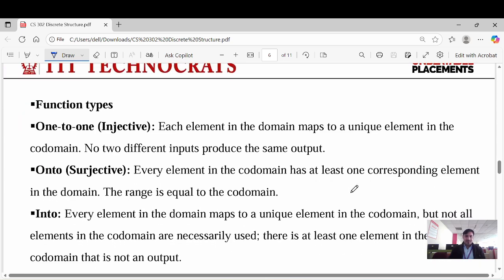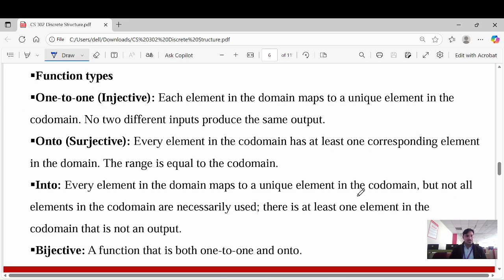Now function types: one to one, injective; onto, surjective; into; and bijective. In one to one, injective, each element in the domain maps to a unique element in the codomain. No two different inputs produce the same output. Every input produces an individual output. In onto, surjective, every element in the codomain has at least one corresponding element in the domain. The range is equal to the codomain.